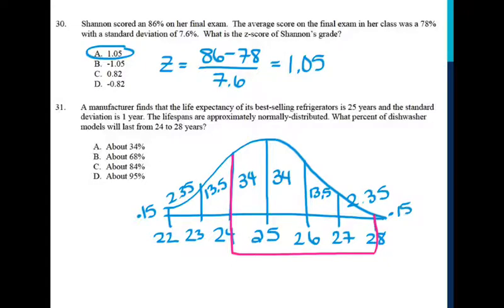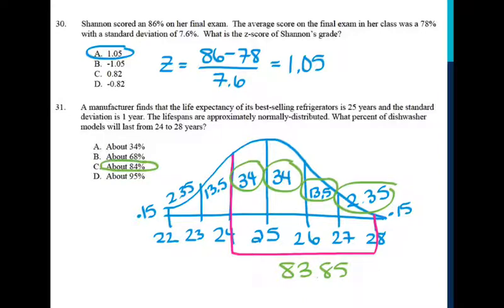So I'm just going to total up the percents that I have from 24 to 28. So that's 34, 34, 13.5, and 2.35. So 34 plus 34 plus 13.5 plus 2.35 is 83.85, which rounds to about 84%. So your answer for that is C.